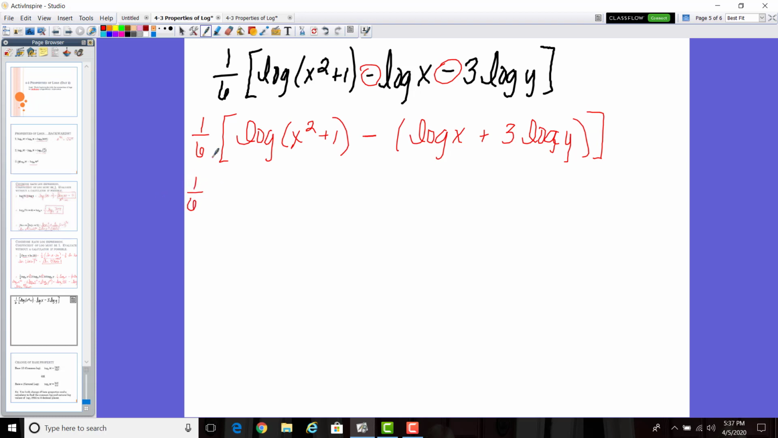The inside still has some work to do. So I'm going to have the common log of x squared plus 1. I can't do anything with that. Minus, I'm going to condense this plus problem into a product. So I'm going to condense it into 1 common log of x. This 3 becomes y cubed.